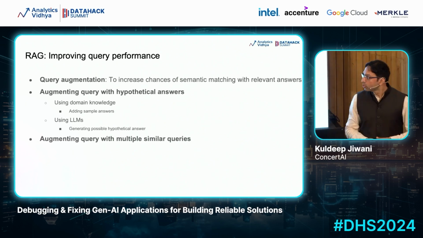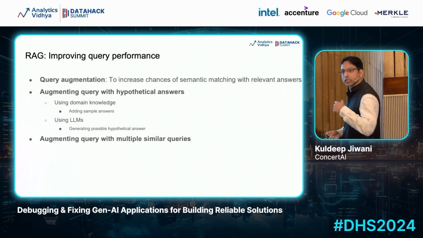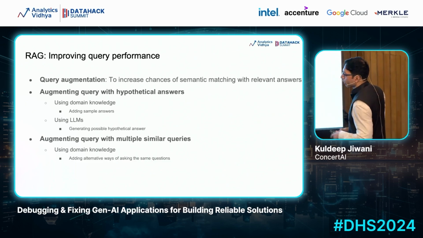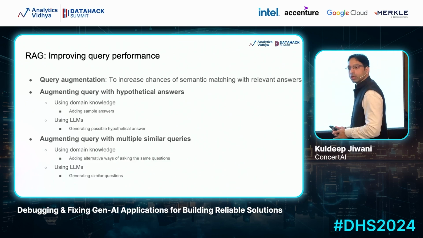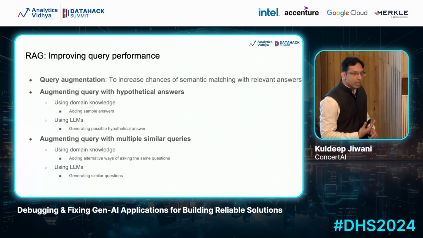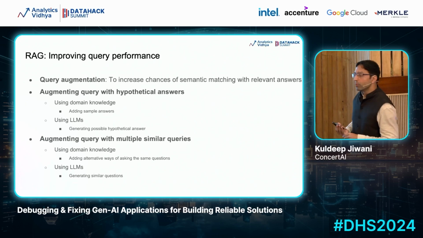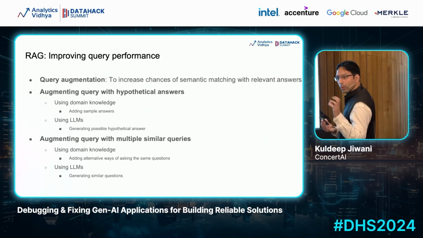Second, you can augment with multiple similar questions so that your search performance increases. Again, one option is domain knowledge, the second option is an LLM. This way, what you're doing is asking the same question for the search purpose. You're adding more words in that context to make your chance of matching better, right?